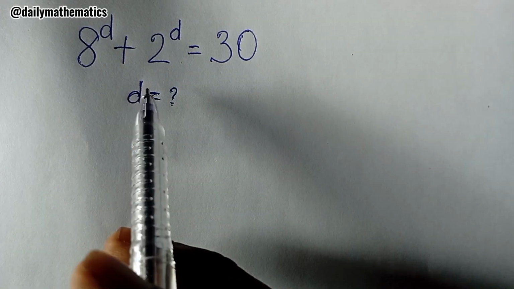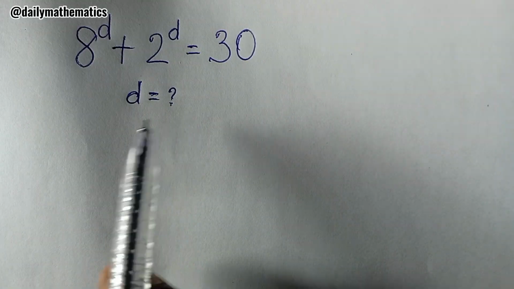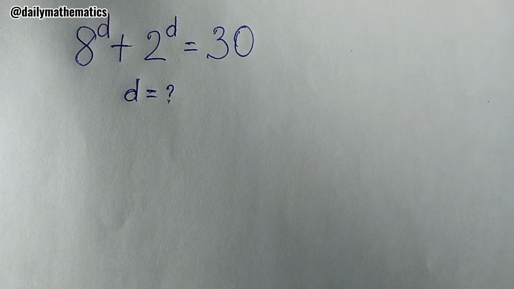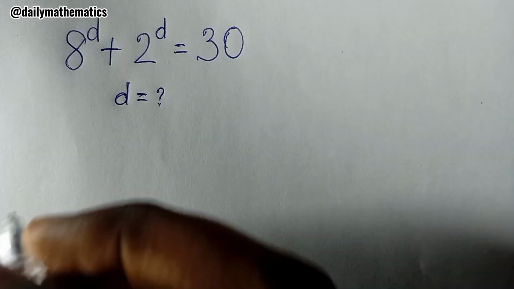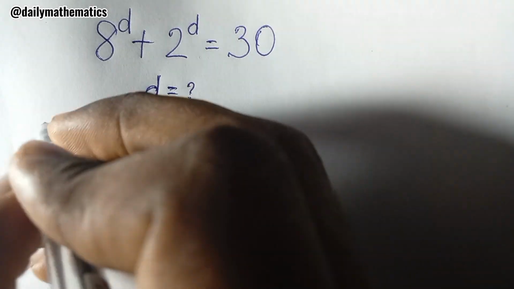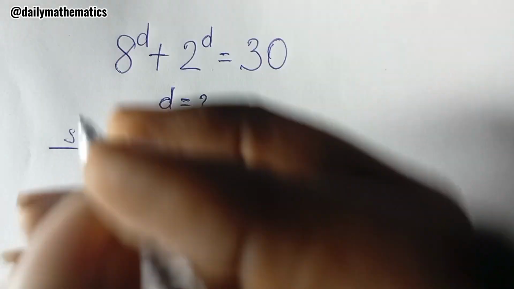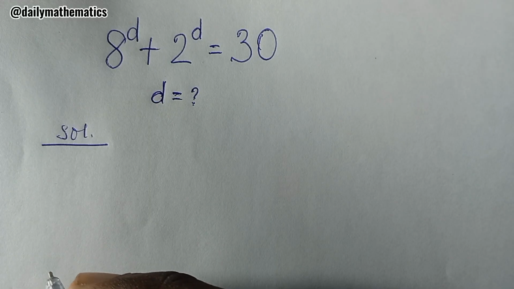8 raised to the power of d plus 2 raised to the power of d equals 30. Find d. Hi there, this is Daily Mathematics, and today we have this very interesting question to solve. Actually, looking at this question at the beginning, you would think it's a very tough question, but when you look at it critically, you'll see that it's very simple and has a very easy solution. So we'll begin with the solution.